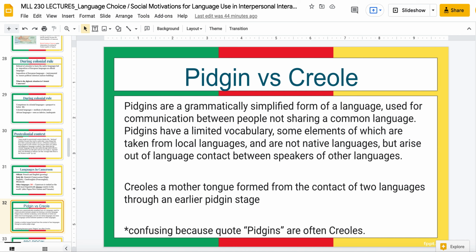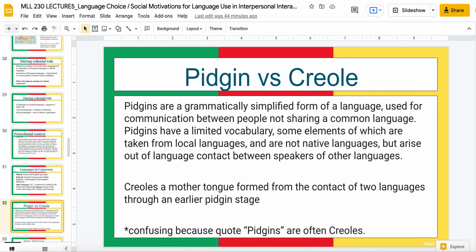Just to give you a review, when we talk about pidgin, what do we mean? So a pidgin is, like I said, in a contact situation when two or more languages come into contact with each other, there's communication between people, then they grammatically simplify their language, right? So they might have a limited vocabulary. They might take some aspects from English, some aspects from French, from the local languages. But then when it becomes a mother tongue, when the children, the youth use it, then it becomes a Creole.